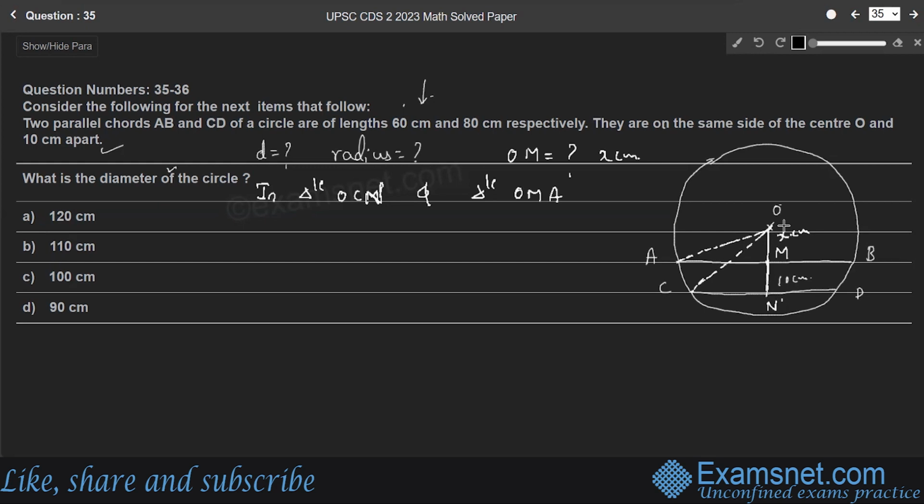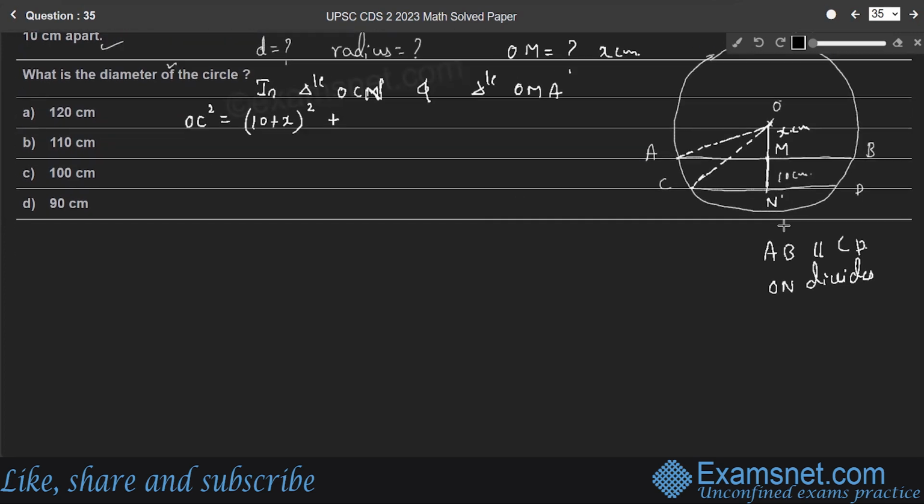So here, OC square is equal to 10 plus x the whole square, plus CN square. What is CN? Since AB is parallel to CD, the line from the center, ON, divides both the chords, AB and CD, equally.